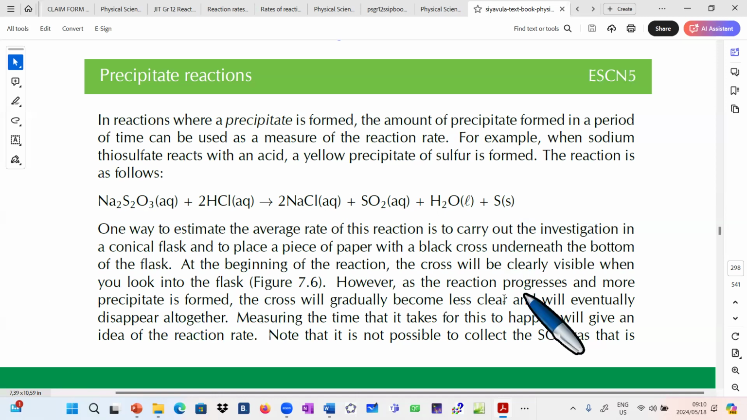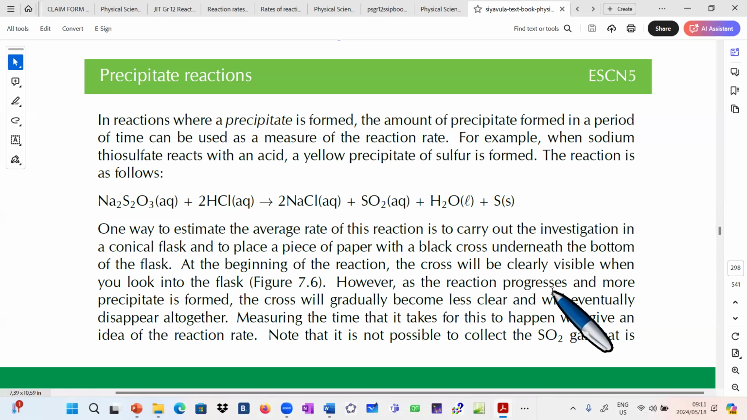So one way to estimate the average rate of these reactions is to carry out an investigation in a conical flask. So you take a conical flask and place a piece of paper with a black cross underneath. So under the conical flask, you put a paper with a black cross, right underneath the bottom of the flask. At the start of the reaction, the cross will be clearly visible when you look into the flask. We're going to look at figure 7.6 soon.